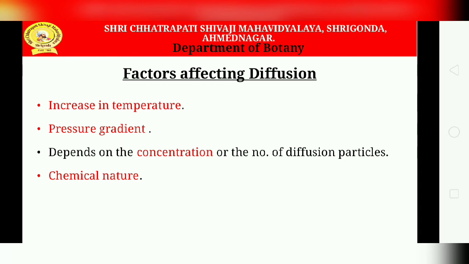Diffusion depends on the concentration, that is, the number of diffusing particles present. Next, the chemical nature of the diffusing substance plays an important role in diffusion.